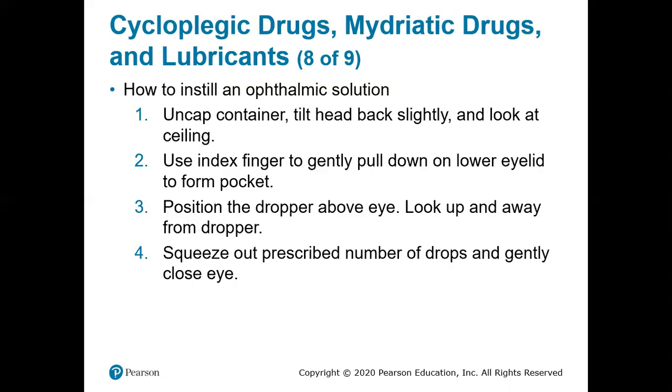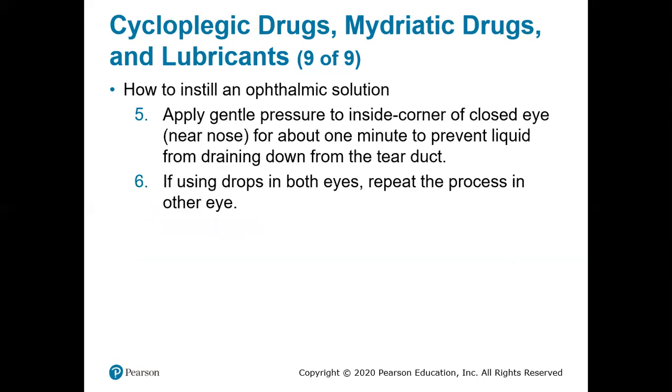Procedure 25-3, still on page 387 in the textbook, is going to detail how to instill an ophthalmic solution. One, uncap the container, tilt head back slightly, and look at the ceiling. Two, use index finger to gently pull down on lower eyelid to form a pocket. Three, position the dropper above eye, look up and away from the dropper. Four, squeeze out prescribed number of drops and gently close the eye.